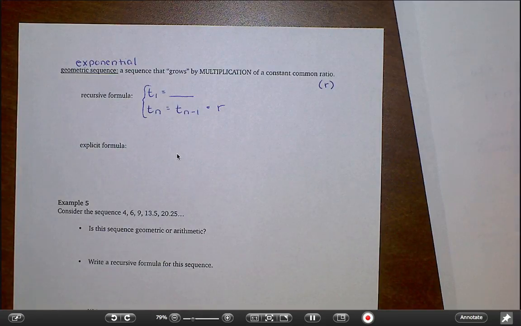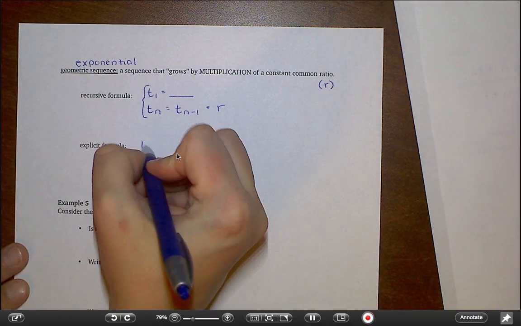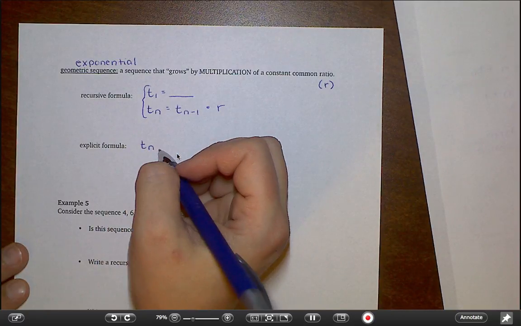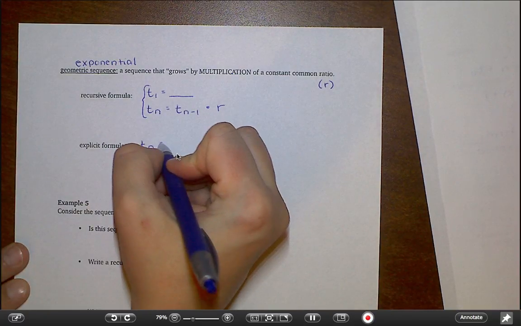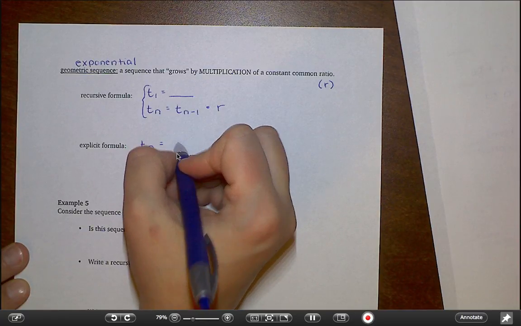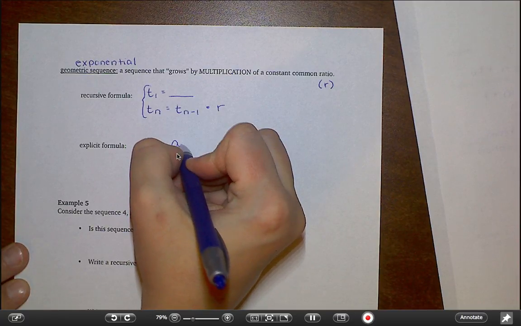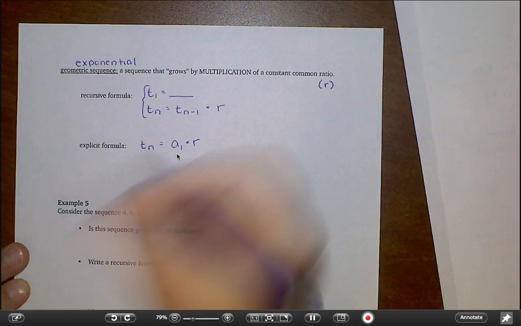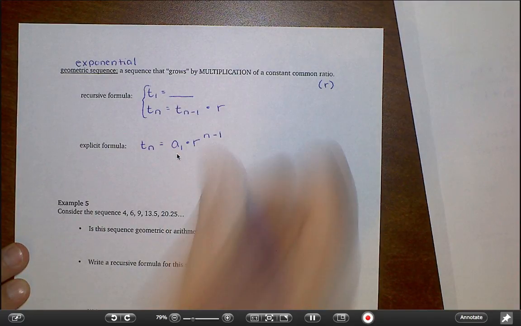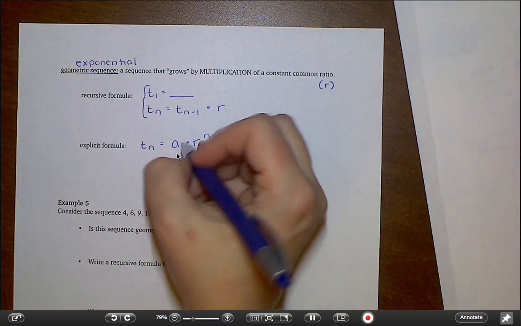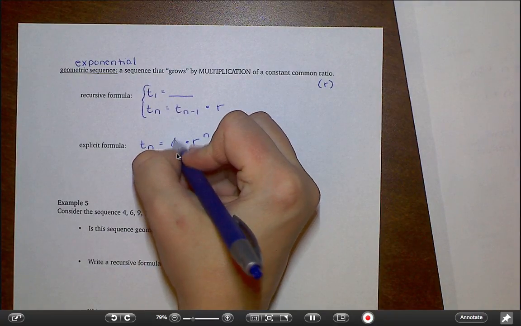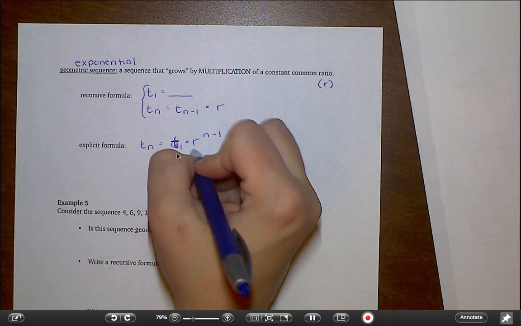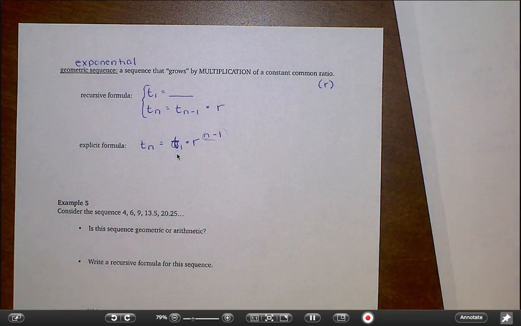For the explicit formula, I'm going to show you what the book says and then show you where that comes from. To find the explicit formula, it's going to look like an exponential function, just like the other one looked like a linear function. You're going to have your term 1 times your ratio to the power of n minus 1. Oh, I'm sorry, I shouldn't have used A1. I should have used T1. I knew something looked wrong there. So you take term 1 and multiply by your ratio n minus 1 times.